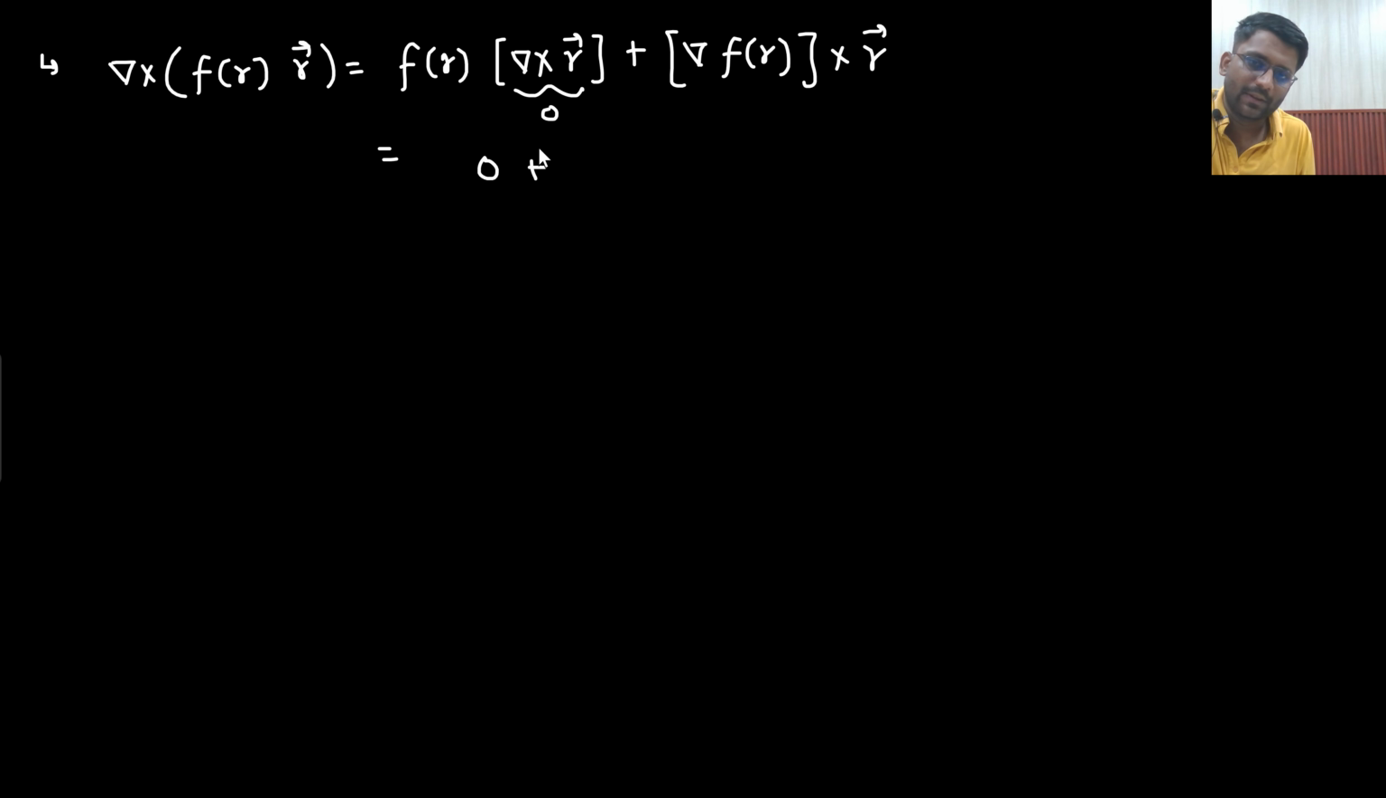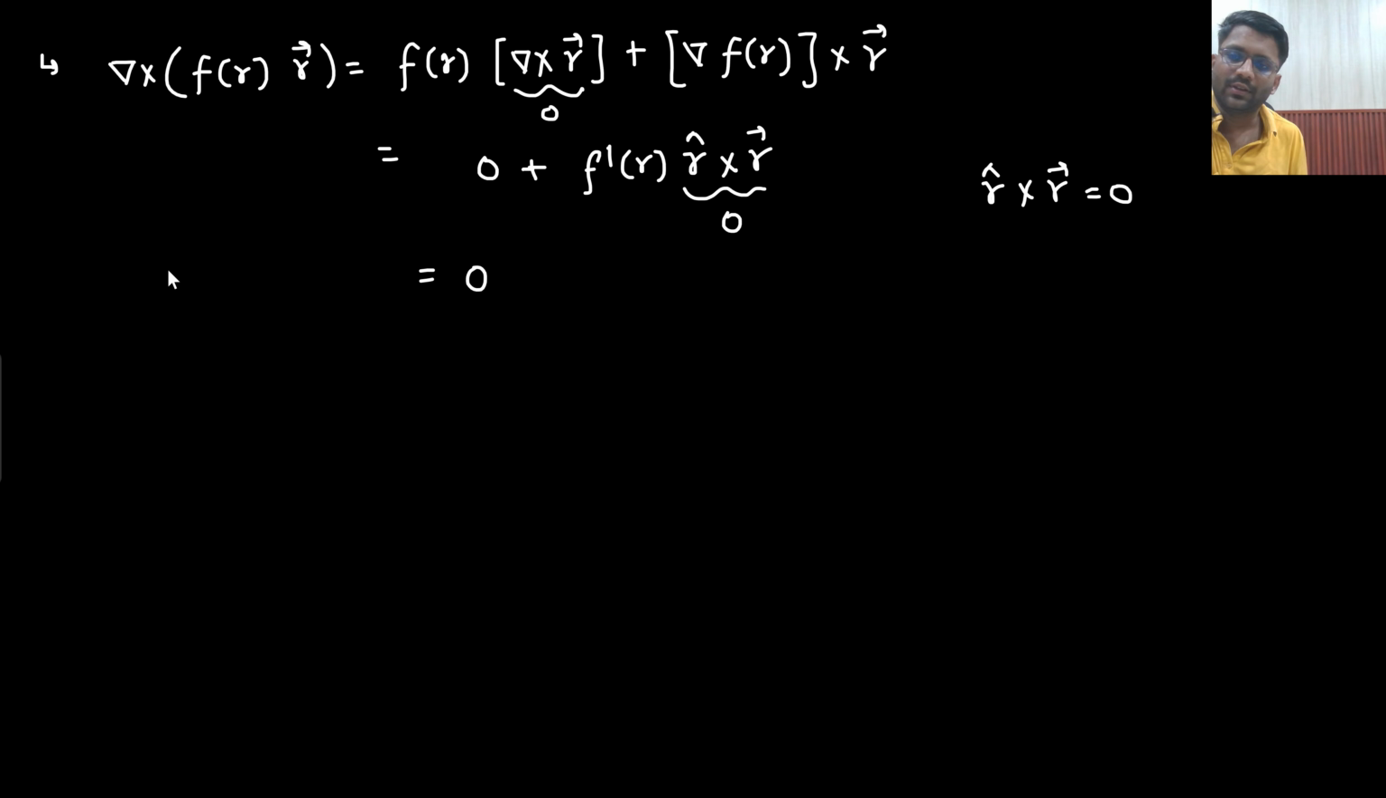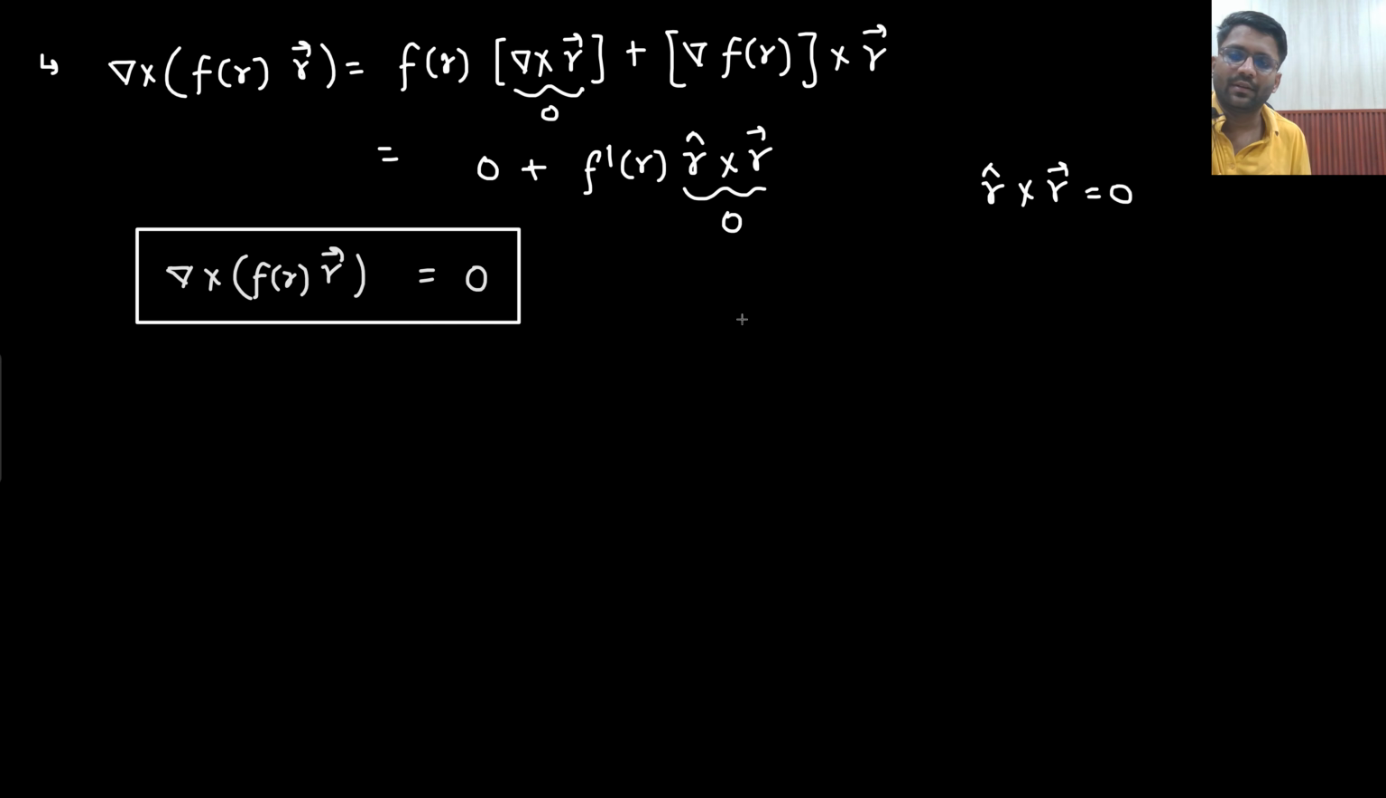So 0 plus del f(r). What will be del f(r)? That will be f'(r) r cap cross product with R vector. Now r cap cross product with R vector is nothing but 0 only. So 0 multiplied with anything will be 0. That's the answer of del cross f(r) R vector. Okay, that's the answer. Next question.